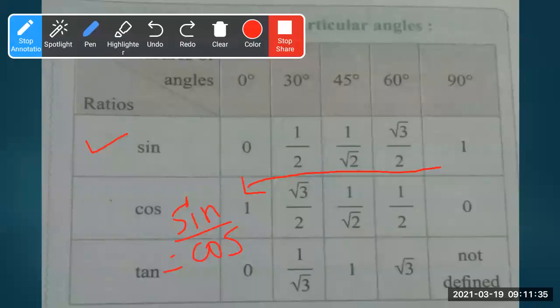Here, 1 upon 2 divided by root 3 upon 2 will be 1 upon root 3. Then 1 upon root 2 divided by 1 upon root 2 will get cancelled, so it will be 1. Then root 3 upon 2 divided by 1 upon 2, again this 2 and this 2 will get cancelled. What remains? Root 3. And 1 divided by 0, 0 is in the denominator, so it is not defined. Like this, if you know the value of sine theta, you can get the values of cos and tan theta. This I explained in the previous video, so it is just a recap for you.